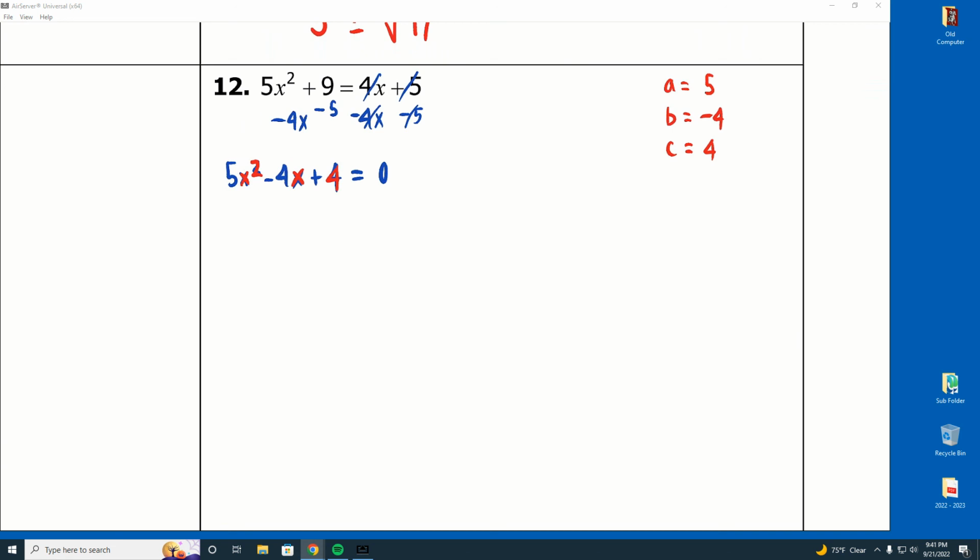Ready? Here we go. X equals negative B, that's negative negative 4. We'll worry about that in a minute. Plus or minus the square root of B being negative 4, I put it in parentheses, squared, minus 4 times A times C. And all of this is divided by 2 times A, which is 5.